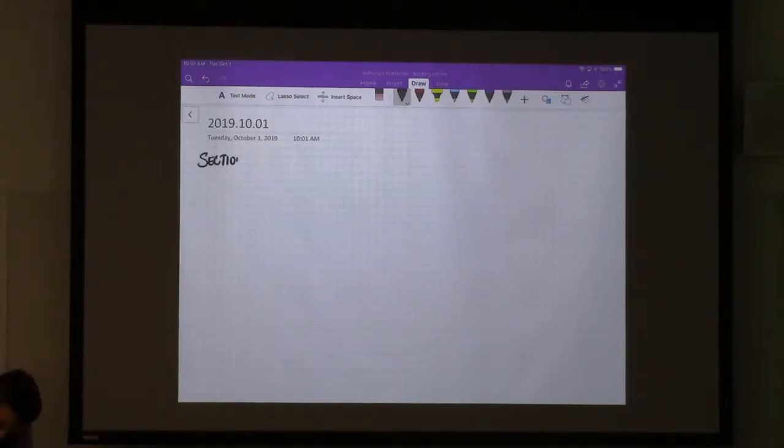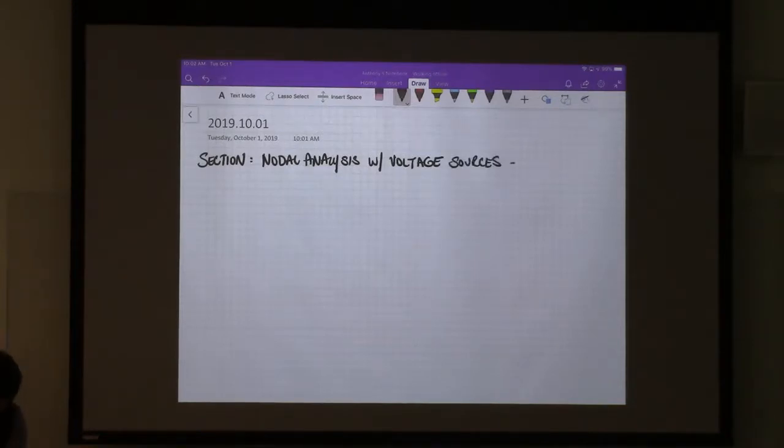Okay, so the next section, we're going to talk about nodal analysis with voltage sources. And so, good news. This actually will make the problem easier to solve as opposed to making it harder to solve.